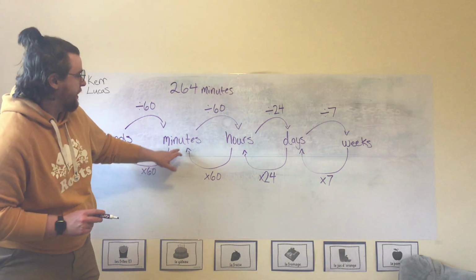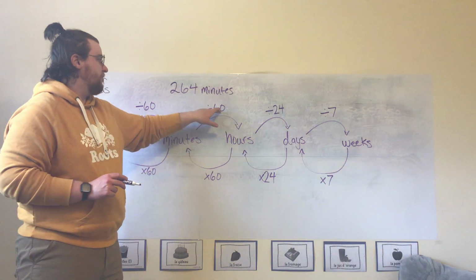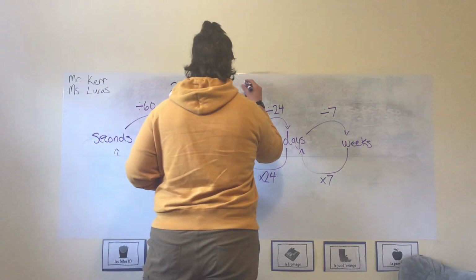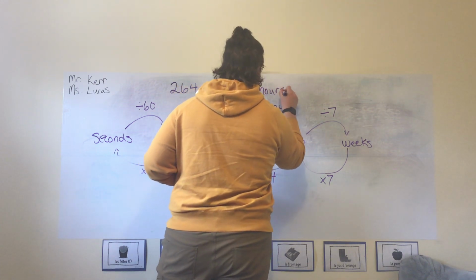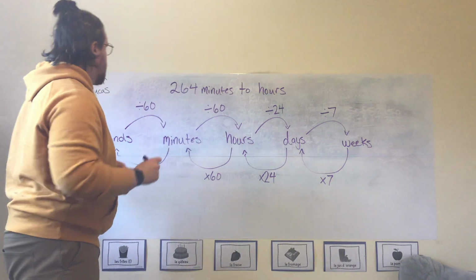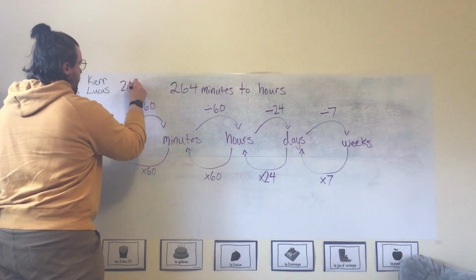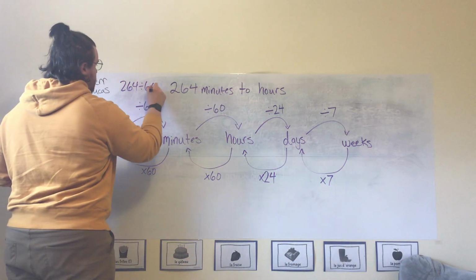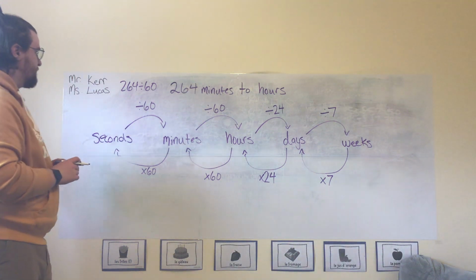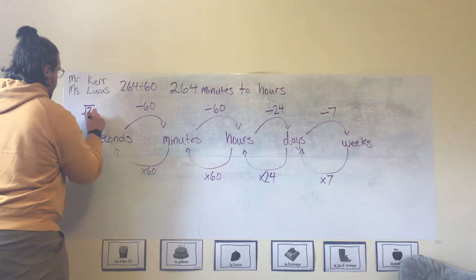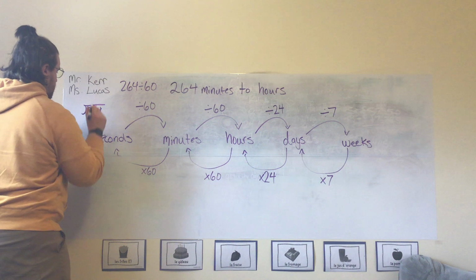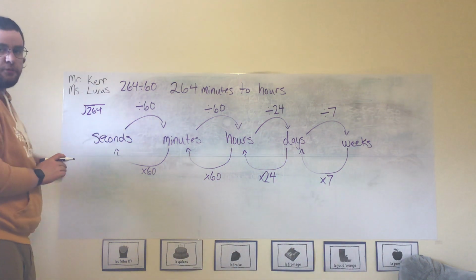So when we're going from minutes to hours, we need to divide. So we're going to go 264 minutes to hours. We need to divide 264 divided by 60. Okay? So we'll have our little division chart over here. Hopefully I left myself enough room. I don't think I did. I'll probably have to erase part of the seconds.